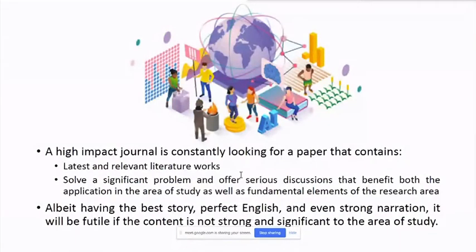Remember, even though you have the best story, best narrative, the best perfect English, strong narration in your paper, it will be futile if your content is not strong and significant to the area of study. You have nothing to offer, or the problem that you're posing is not that serious. Remember, don't ever say, sir or doctor, I'm doing literature, therefore it's not serious. No, there are journals that achieve Q1, Q2, Q3 in the area of literature, for example. But the key is to see.